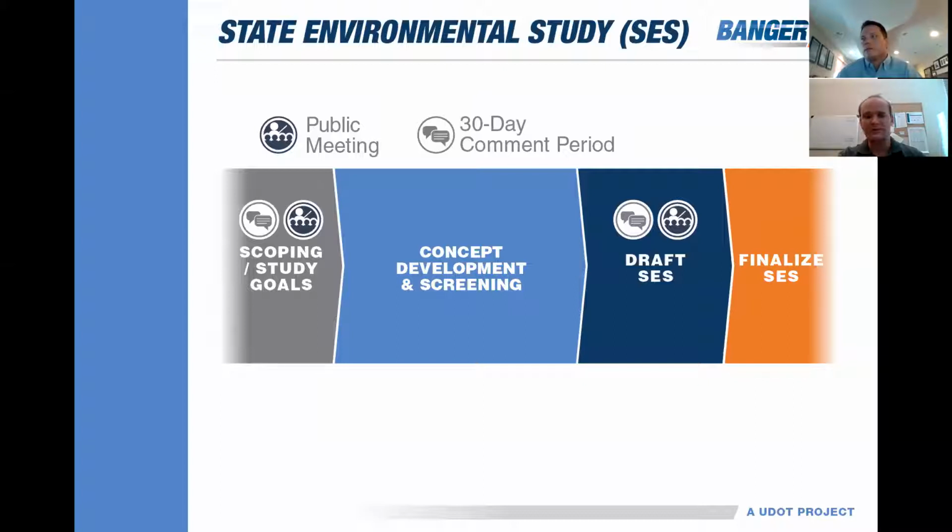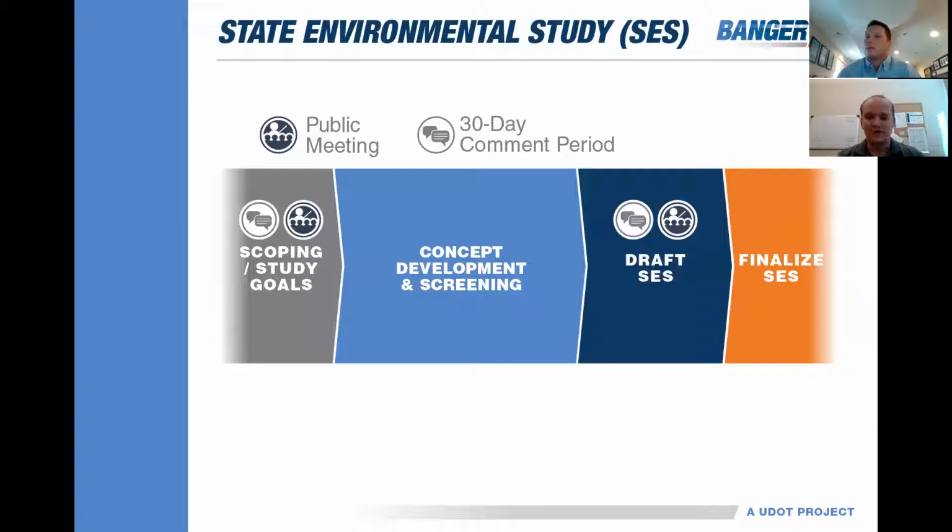Once everything has been completed and we've met the requirements, the state environmental study will then be finalized. Once the area is finalized, it's environmentally cleared, and we can move on to the next phase of the project, which is the design and construction. Tonight's meeting is the first of many points of contact throughout the process. And we want to hear from you throughout the process as well.